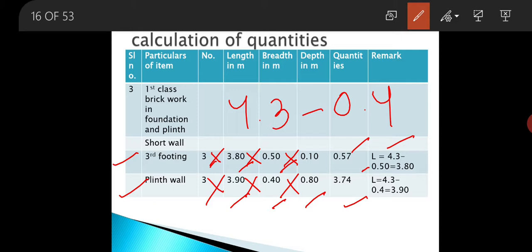So with this, we have completed the long wall and short wall, the quantity of brickwork along long wall and short wall of the room. And in the next class, we will do the quantity calculation of the same item along the veranda.